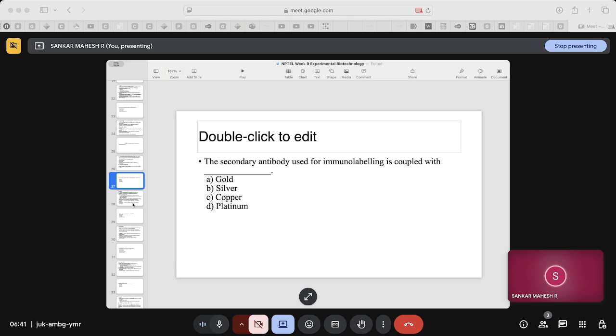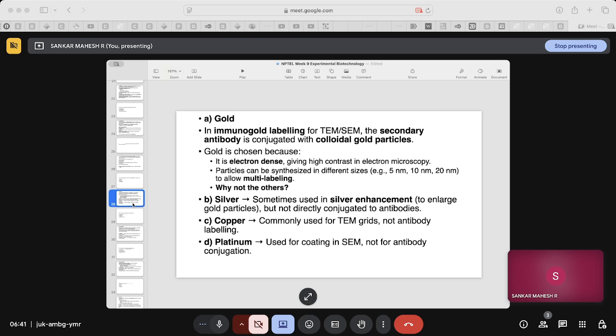So in immunolabeling, we use gold. For TEM here, the secondary antibody is conjugated with colloidal gold particles. Now, why gold? It is electron dense, which means the contrast will be higher, and people can synthesize this at different sizes. This is nothing but nanoparticle synthesis.